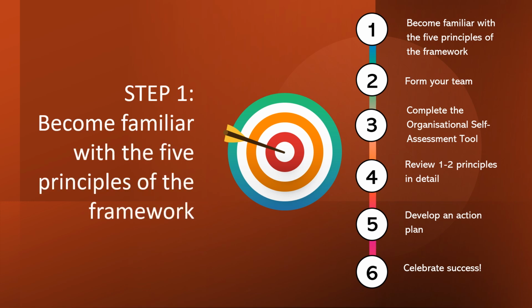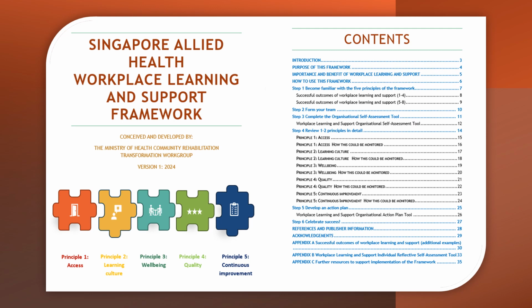The first step in the implementation of this framework in your organization is to become familiar with the 5 principles of the framework. Your main guide to the Singapore Allied Health Workplace Learning and Support Framework is the guidance document. In this document, we have a range of information and resources that you can tap on. There is an introduction to the framework, the purpose of the framework is outlined, as well as highlighting the importance and benefit of the Workplace Learning and Support Framework. So if you need any justification for why you're using this framework, that's a good place for you to have a look.